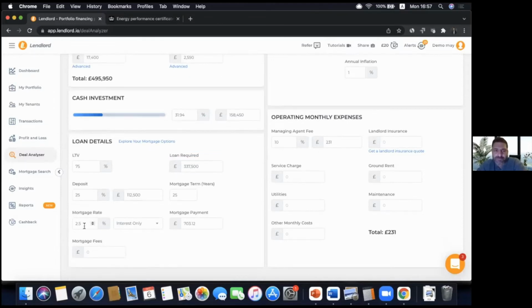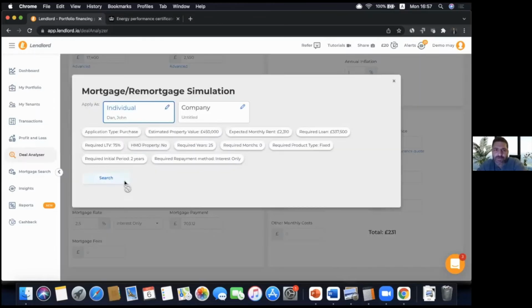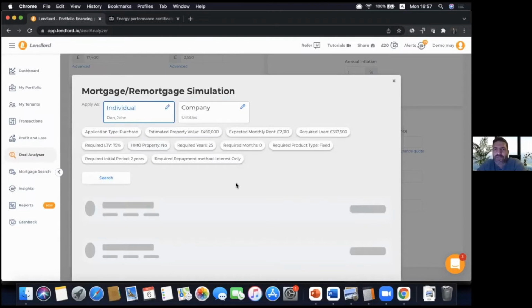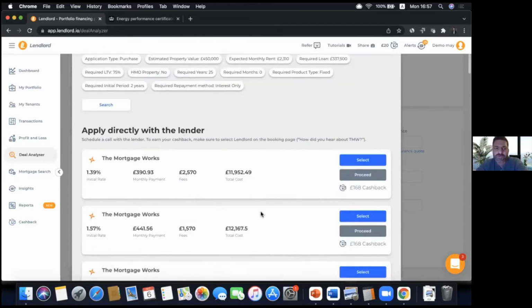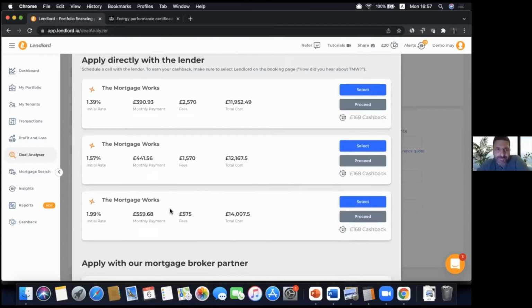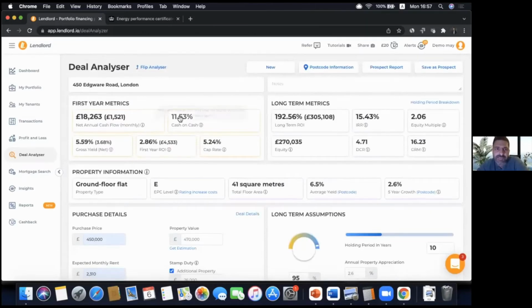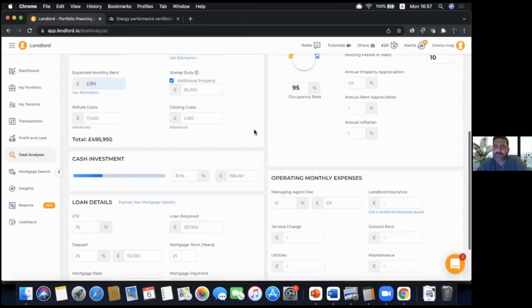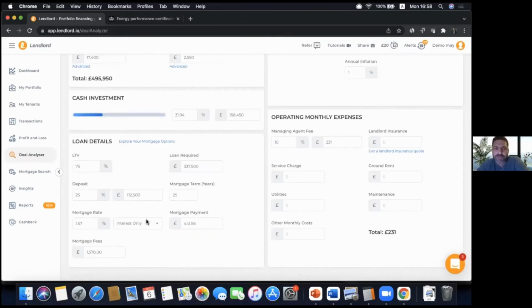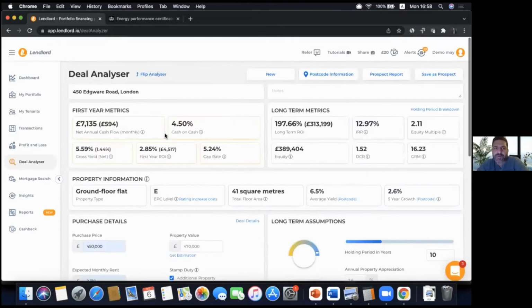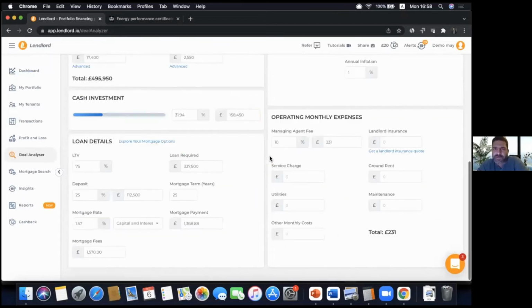I can check and use the Landlord mortgage simulation to understand which rates are now available. And if you put your portfolio on Landlord, the engine also takes it into account and analyzes your portfolio. Based on that, you can see the rates that are now available out there. You can select the rate and use it in your analysis, and again see how it impacts your metrics. You can also decide if you're going to take interest only or capital and interest, and again see how it impacts the metrics.